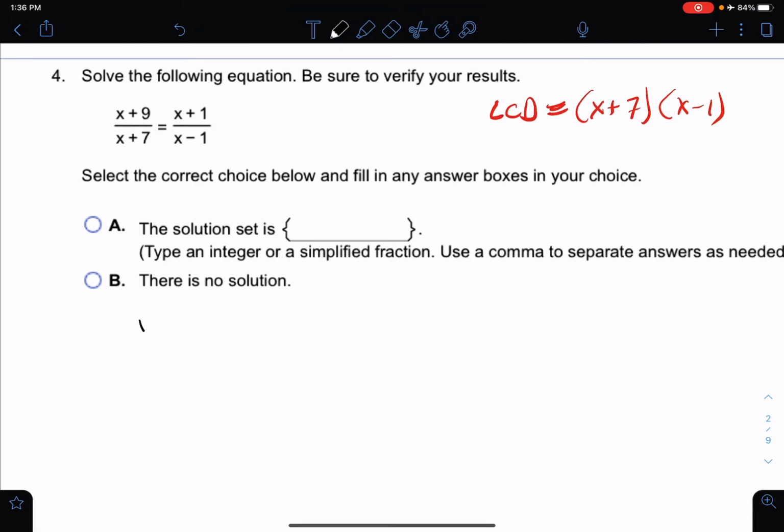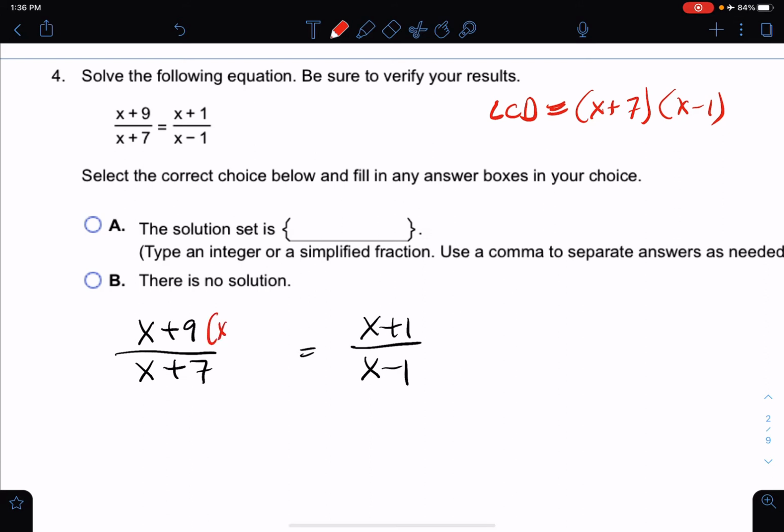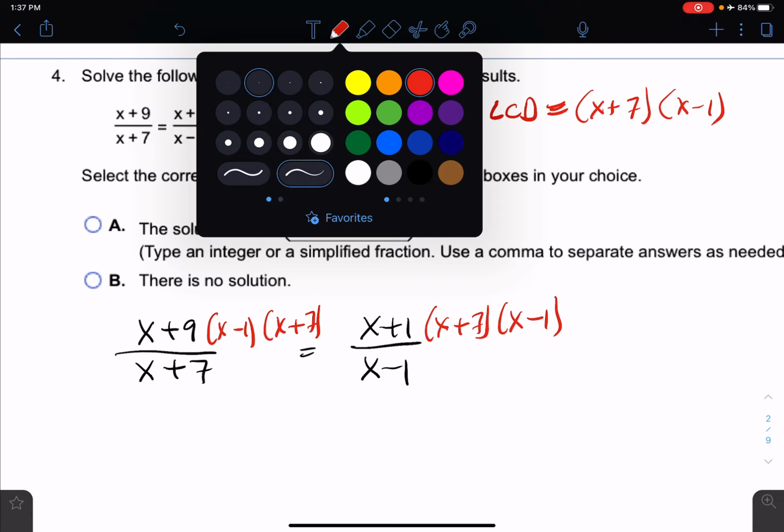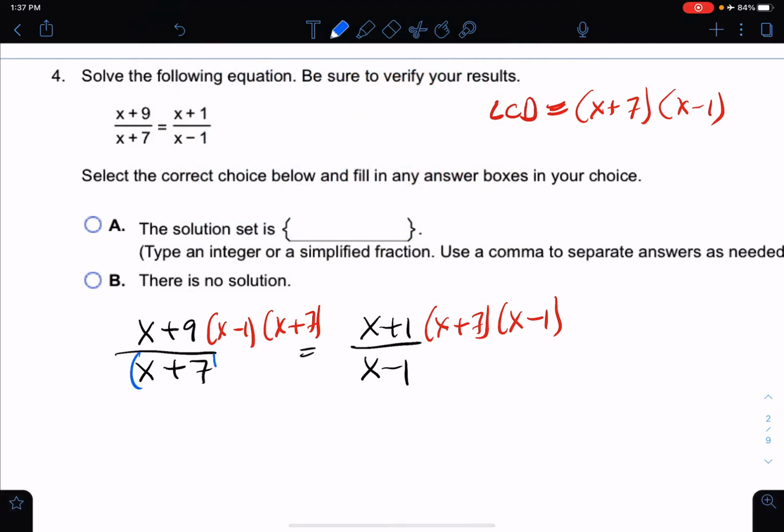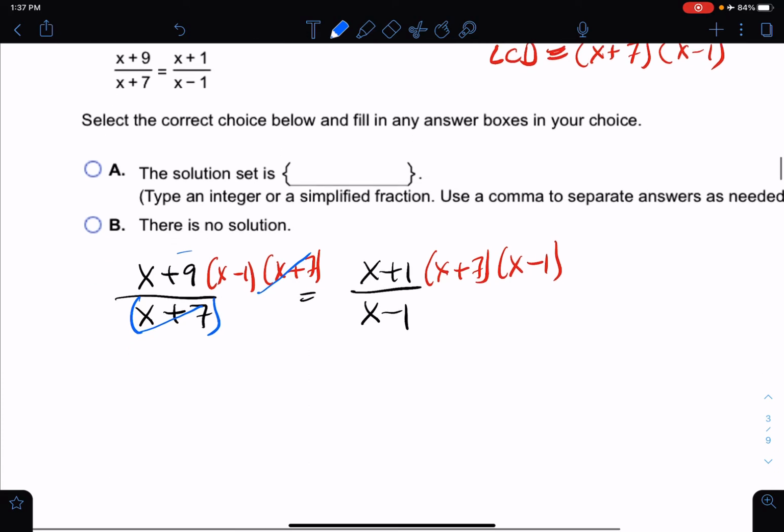This is going to be (x plus 9) over (x plus 7) equals (x plus 1) over (x minus 1). I can see that my LCD is (x minus 1) times (x plus 7), and (x plus 7) times (x minus 1). The order of that multiplication doesn't matter. The only reason I switch it like that is it lines up and makes it so I cancel the one that's furthest away, so it's easier to see this distribution. It doesn't make a difference.